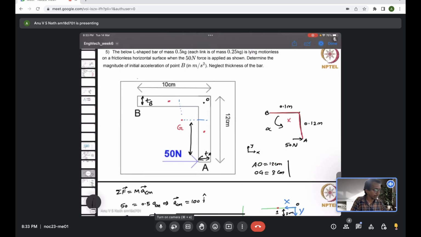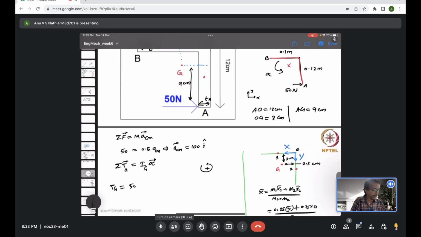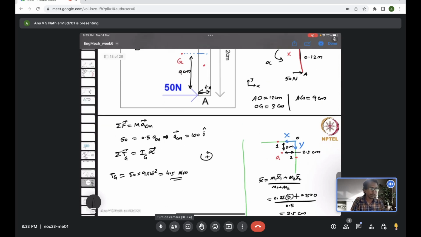From this, if you subtract the both, you will get the distance AG, which is actually 9 centimeter. So this distance is 9 centimeter, so it's 9 into 10 raised to minus 2 meter. So you will get 4.5 Newton meter, which is a torque in the counterclockwise direction.